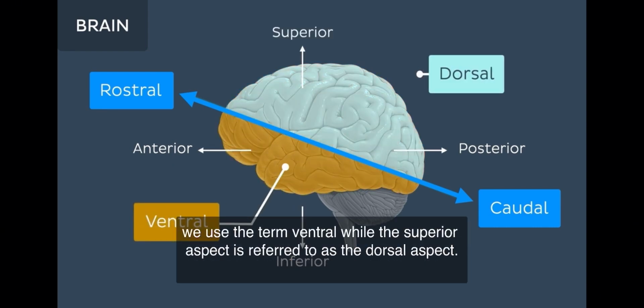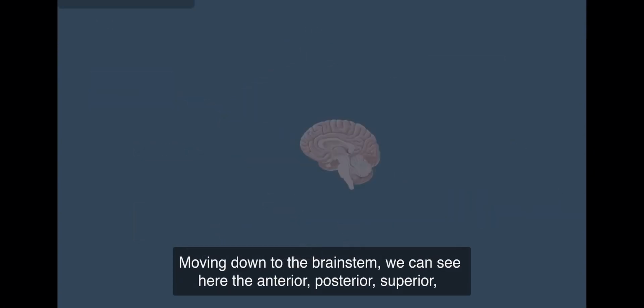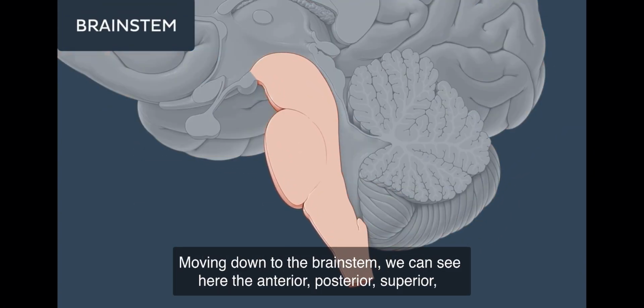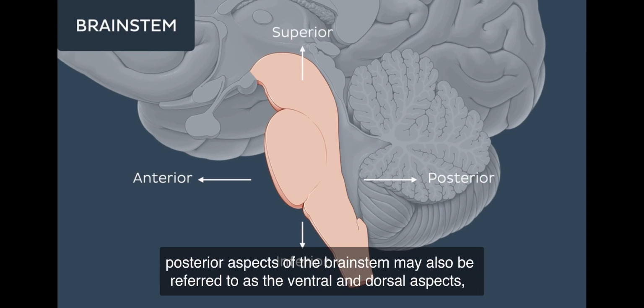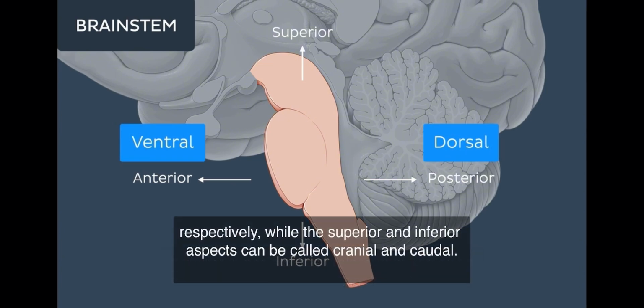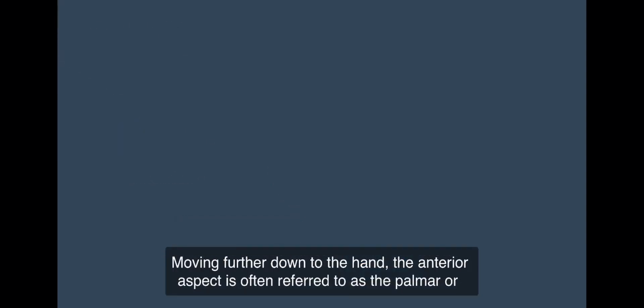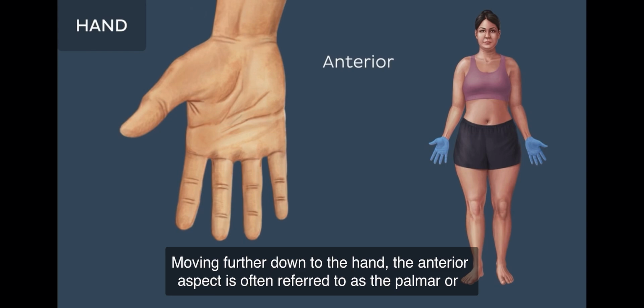When describing the inferior aspect of the cerebrum, we use the term ventral, while the superior aspect is referred to as the dorsal aspect. Moving down to the brainstem, we can see here the anterior, posterior, superior and inferior directions to orientate ourselves. As with the rest of the body, the anterior and posterior aspects of the brainstem may also be referred to as the ventral and dorsal aspects respectively, while the superior and inferior aspects can be called cranial and caudal.